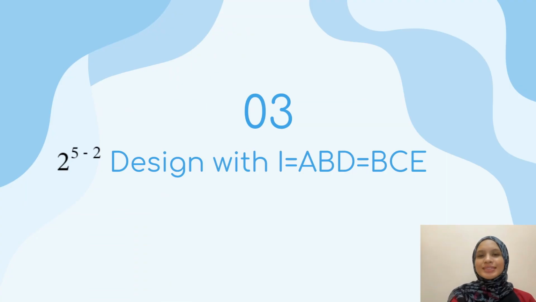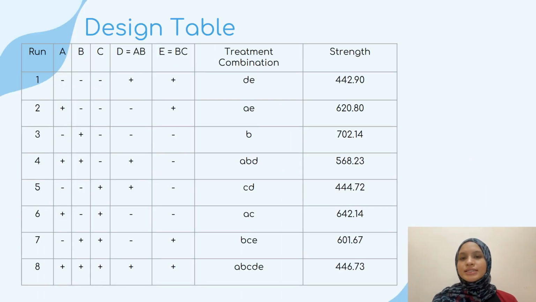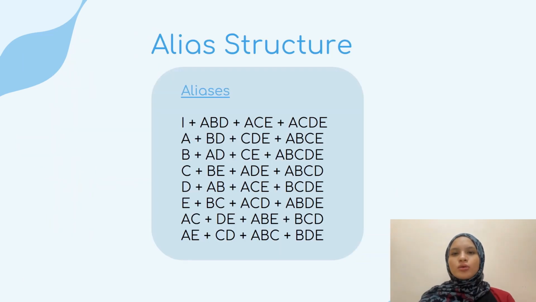Moving on to the last design, it is still the 1/4 fraction, but this time around we will use I equals ABD equals BCE. Therefore, the design table will be a little bit different since we use E equals BC instead of E equals AC as the generator. Just like the previous one, we come up with the alias structure based on the defining relation.